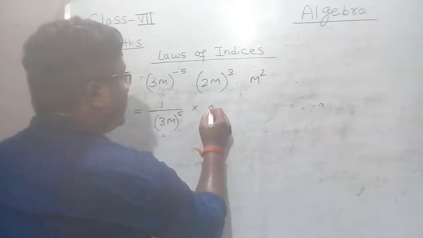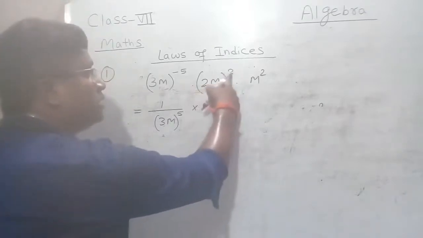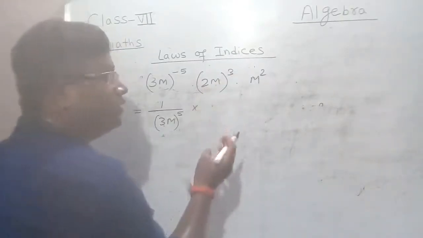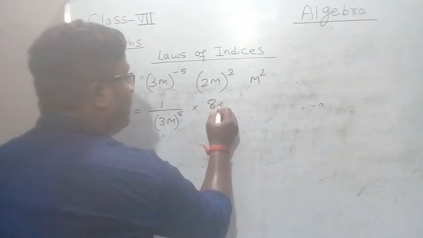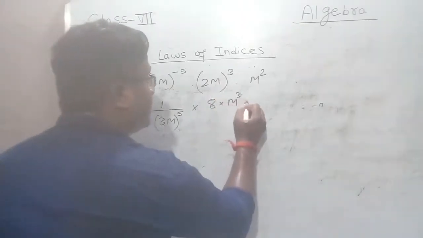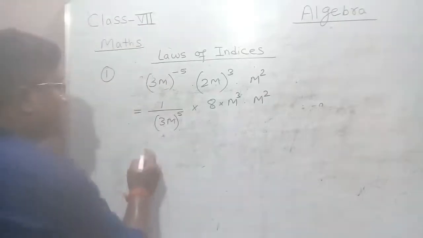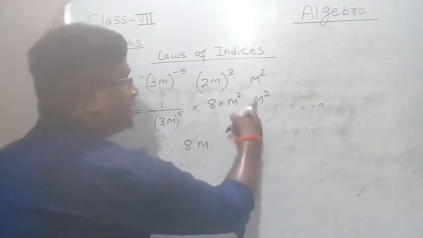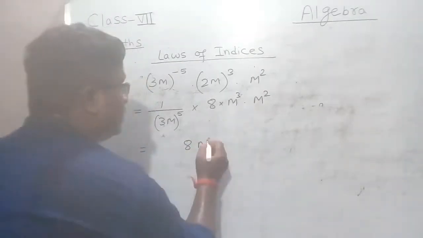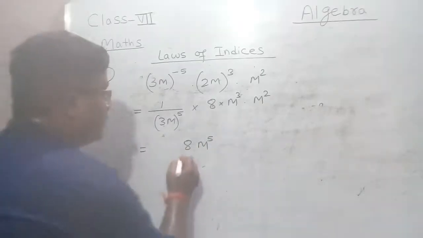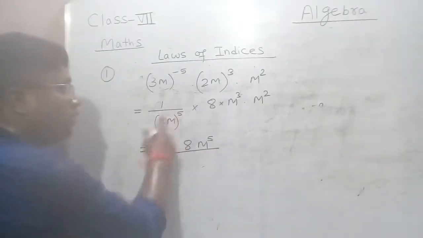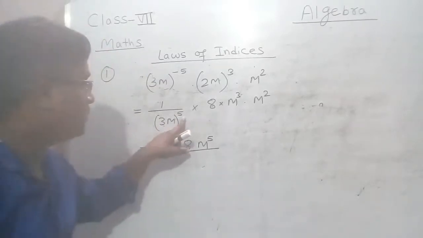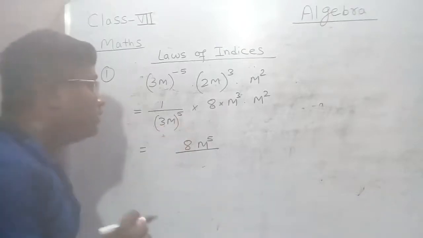Into, here this power 3 is for 2 also and for m also. So 2 to the power 3 is 2 into 2 into 2, that is 8, and m to the power 3 is m cube into m square. So now we got 8 m cube into m square, that is m to the power, we have to add the powers, 5. Upon, this whole power 5 is for 3 also and for m also. So 3 to the power 5 is how much?